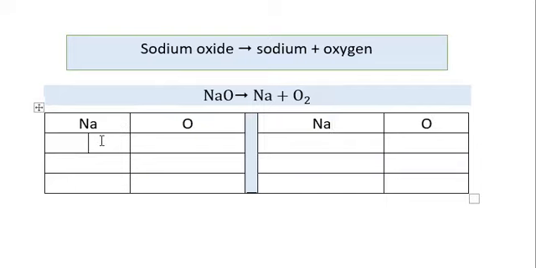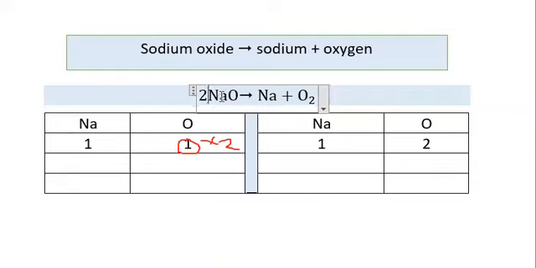Right, so on the reactant side, we have 1 Na, 1 O. On products, we have 1 Na and 2 oxygen. We need to bring oxygen in the reactants to a 2, right? And how do we do that? Say 1 times 2. Okay, and the only possible way we can do this is if we add a 2 before Na2O, right? Remember, we cannot add any numbers next to the elements.